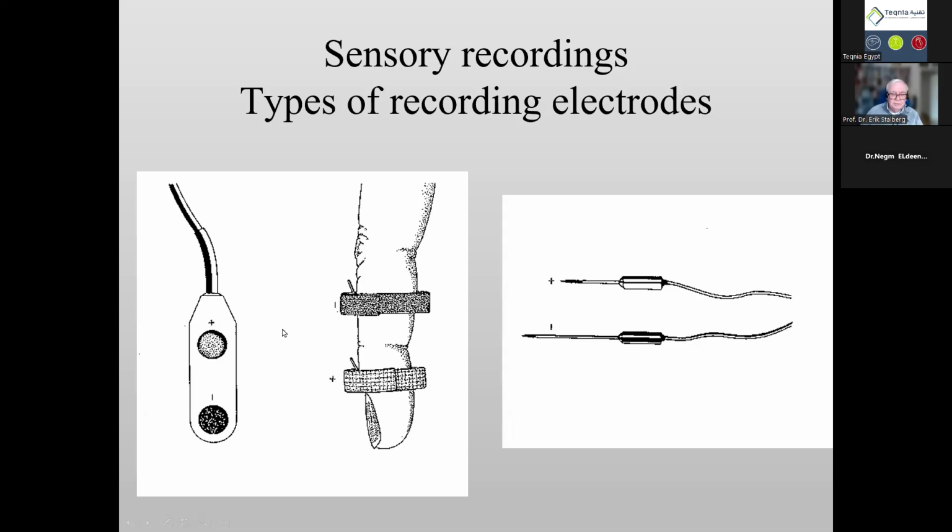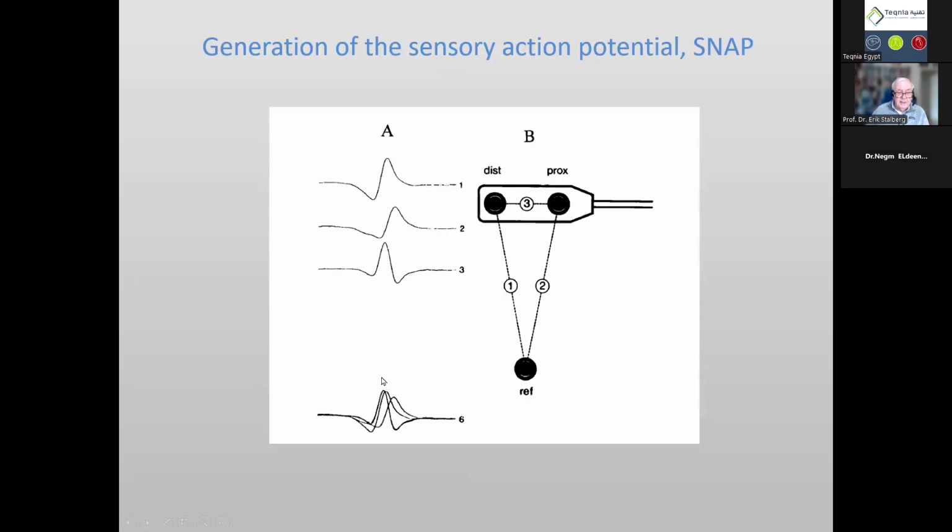Then a few words about sensory testing that is also a part of the neurography. We usually use for recording a fixed bar electrode with 23 millimeters, or you can also use ring electrodes. But if you use ring electrodes, it's very important that every time you use exactly the same distance between the rings as you use for reference values.